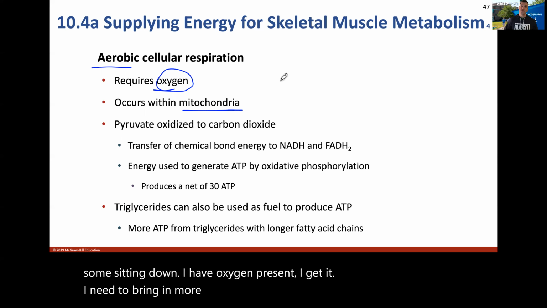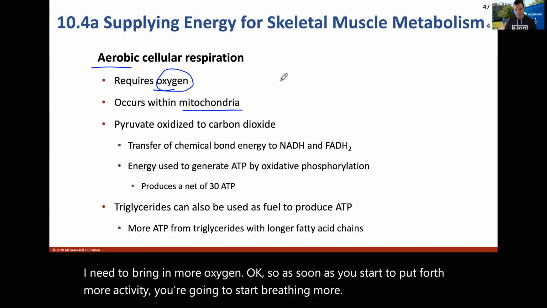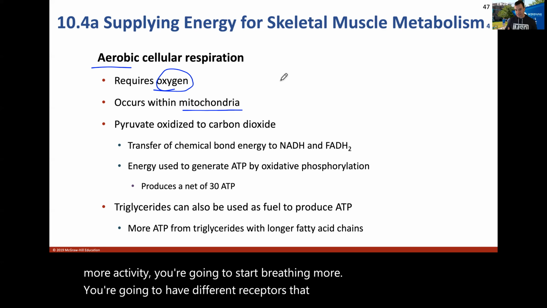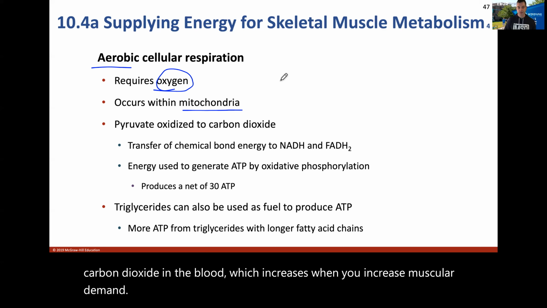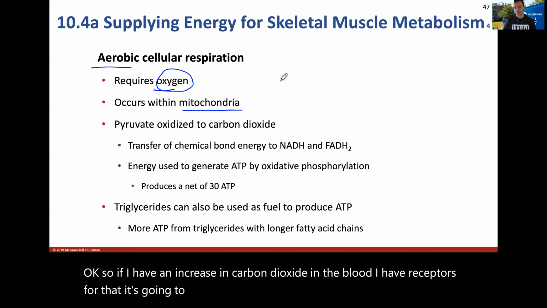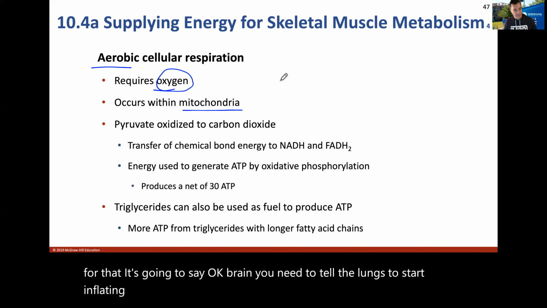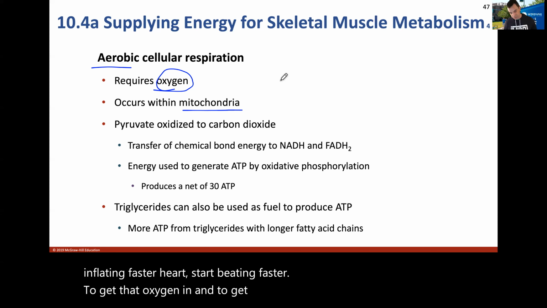So as soon as you start to put forth more activity, you're going to start breathing more, okay? You're going to have different receptors that will be detecting levels of carbon dioxide in the blood, which increases when you increase muscular demand, okay? So if I have an increase in carbon dioxide in the blood, I have receptors for that. It's going to say, okay, brain, you need to tell the lungs to start inflating faster, heart to start beating faster to get that oxygen in and to get that oxygen-rich blood distributed.